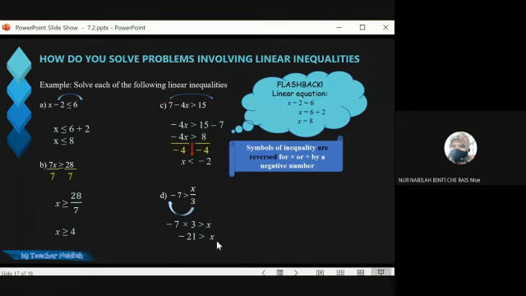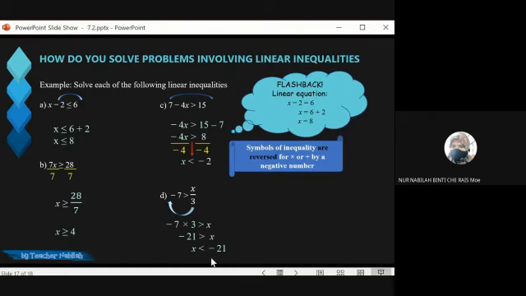But in your final answer, you change x to the front. You change x from the right to the left. So change x, and then the symbol also follows the x. So this one, x is less, right? So this one also x is less than. Just for your final answer, usually we put the variable on the left. So this is the answer. Okay, so this is how you solve problems involving linear inequalities.